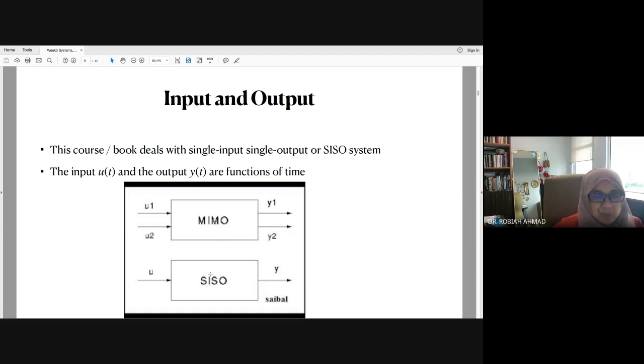Another one is single input and single output, where we have one input to produce one output. This course and the textbook deal with the single input, single output, or SISO system. Usually we represent the input as u(t) and the output as y(t), as functions of time, and sometimes x(t). So this input and output are functions of time.